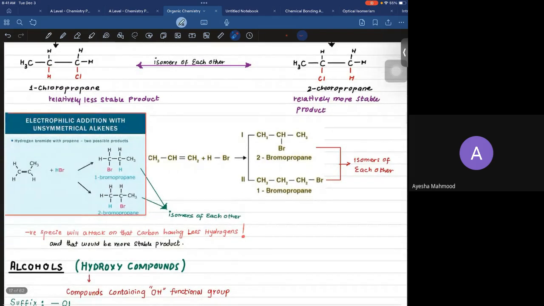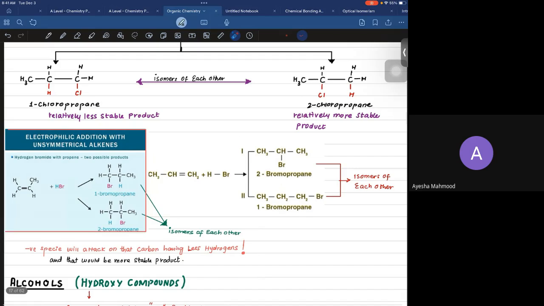So you are supposed to memorize this. If you have a symmetrical alkene, no problem. But if you have an unsymmetrical alkene, then you have to take care what type of product you can form. So you have to watch for this.